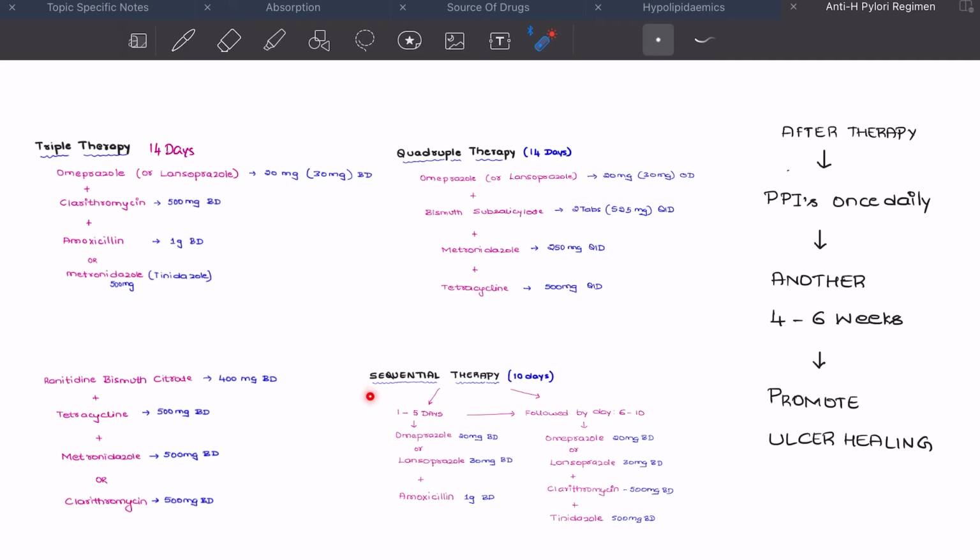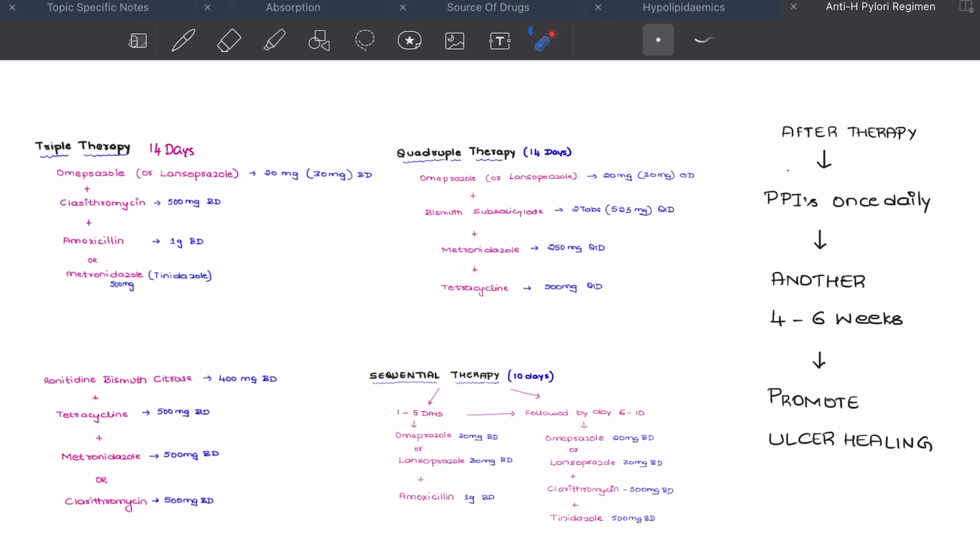Whereas in case of sequential therapy, which is provided for 10 days, for the initial 5 days you'll be adding two drugs, that is one from the proton pump inhibitor and the other from the antimicrobial agents. Here you will be using omeprazole or lansoprazole plus amoxicillin. After 5 days, from day 6 to day 10, you will be adding three drugs. Here one group of drug will be omeprazole or lansoprazole, the second will be clarithromycin, and the third will be tinidazole.